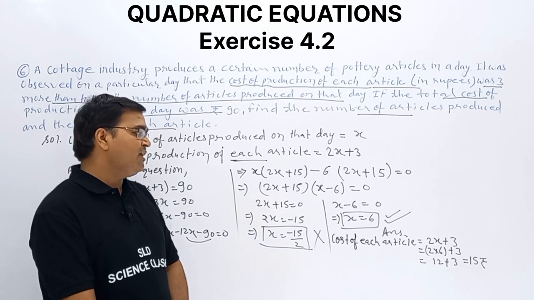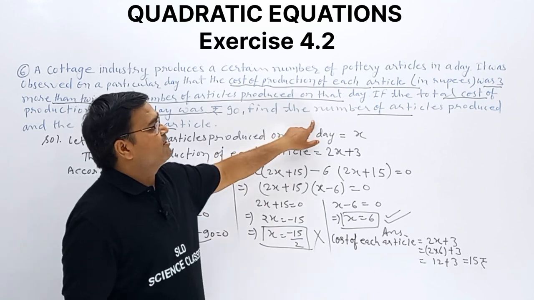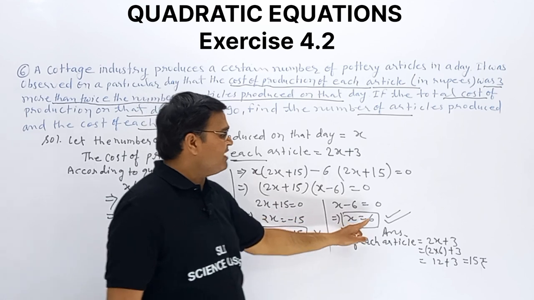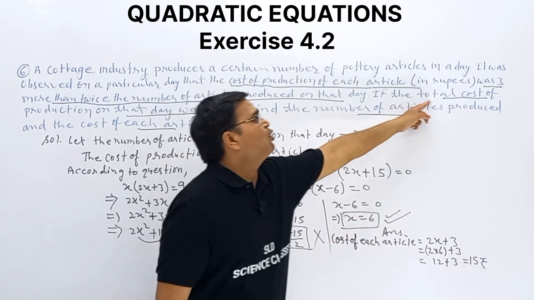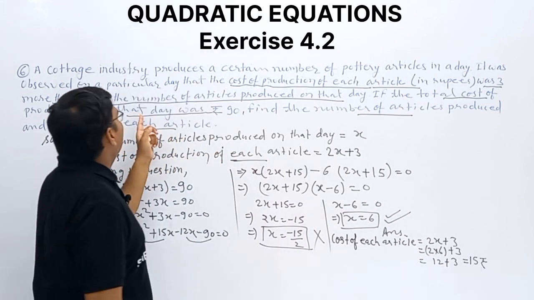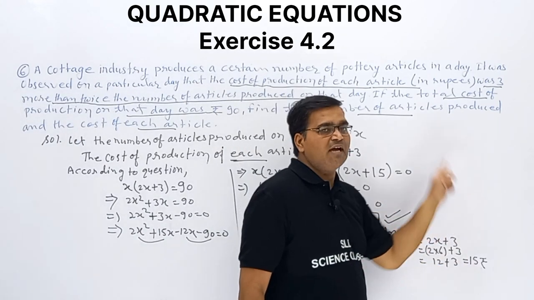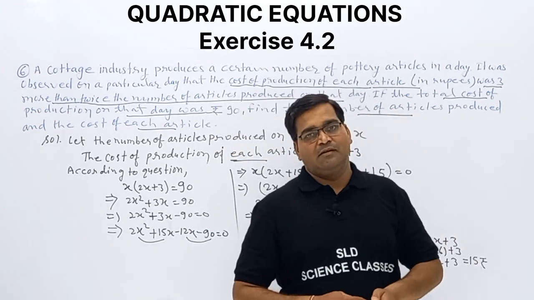And how many articles are produced in a day? 6 articles. We multiply 6 and 15. 15 sixes are 90. The total cost of production of that day is 90 rupees. Once we multiply 6 and 15, we are getting 90 rupees. It means both our results are correct.